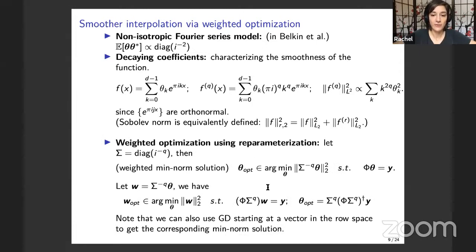Okay, so we're going to give expressions for the risk when considering this weighted optimization using this reparameterization. This is just normalizing the Fourier series features, dividing the complex exponential basis functions, the jth one by j to the something, and we're going to see how that influences everything.